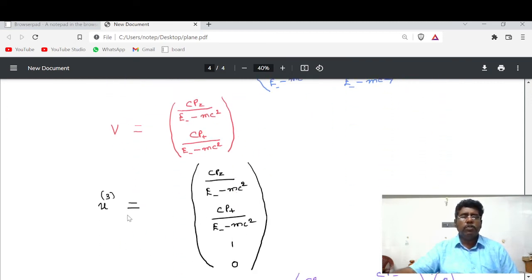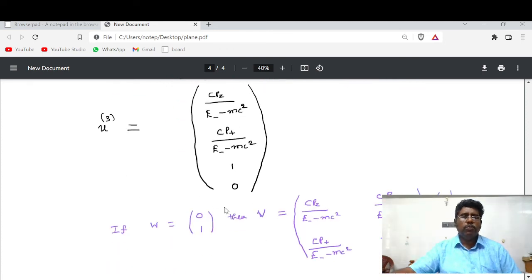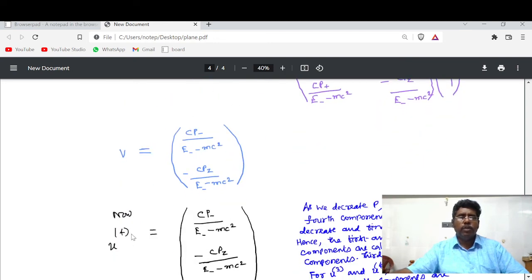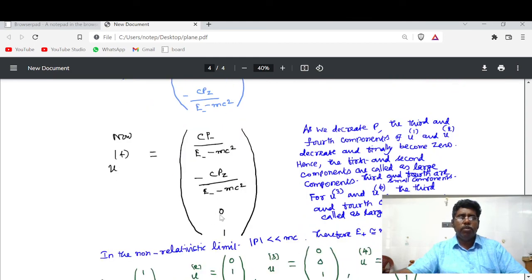Now we can write the third solution. While writing the third solution, care should be taken because U equals VW, so the value of V should come first. Then W is (1, 0). For the fourth solution, W is chosen as (0, 1). Then V equals this quantity multiplied by (0, 1). This is the value of V. Now the fourth solution, U4, is given with these values of V, and then W equal to (0, 1). In this way, we have the two solutions for the negative energy state.